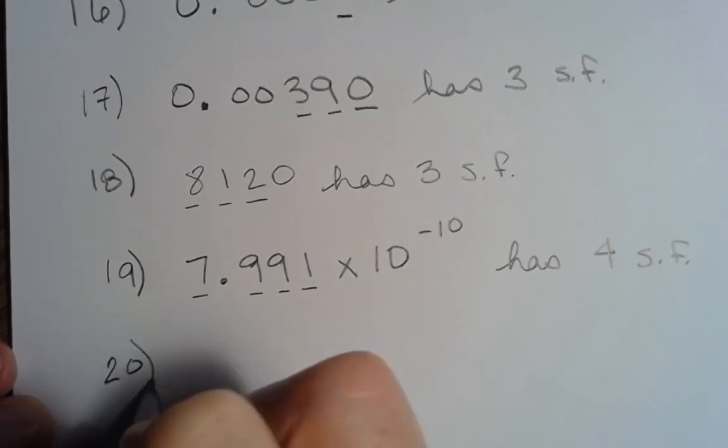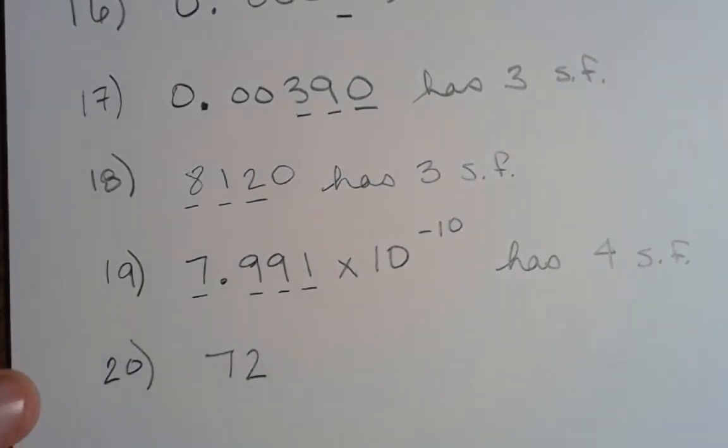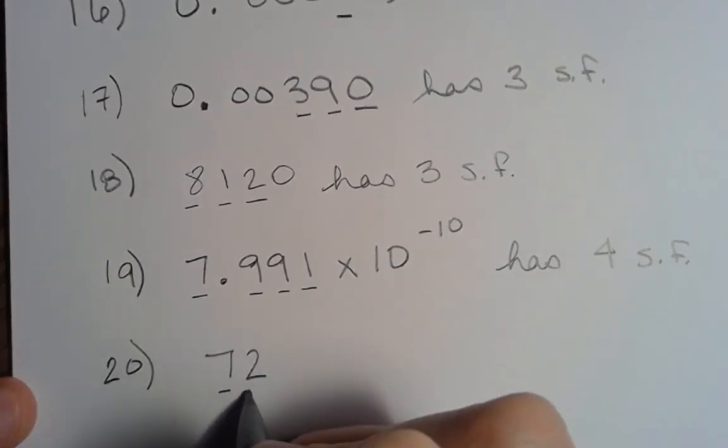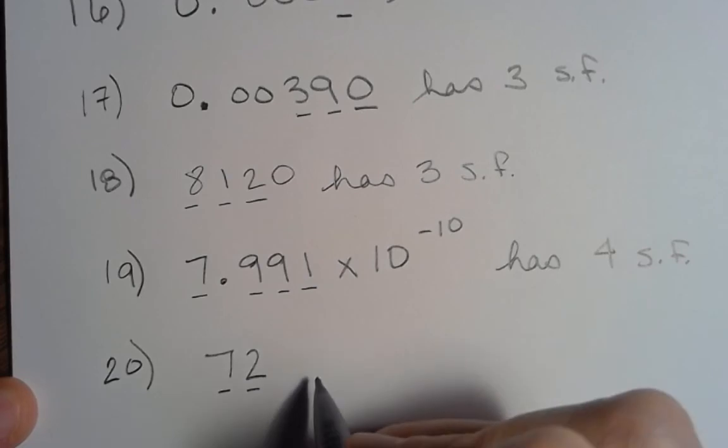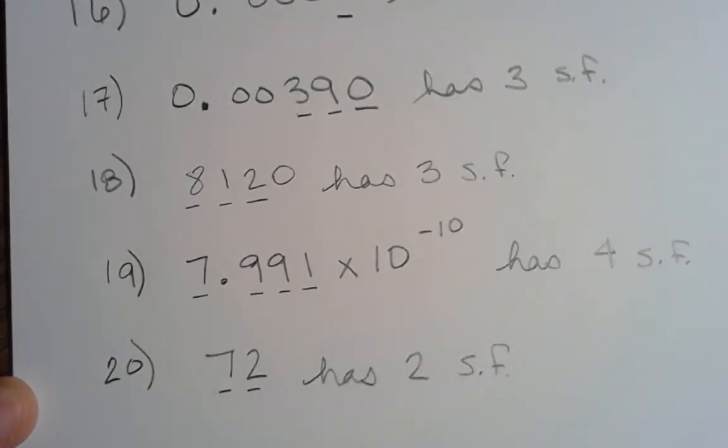And last but not least, I like that they give you a question that you're like 1,000,000,000% confident about, especially by the time you get down here to number 20, you're like, that has 2 sig figs. And you're right.